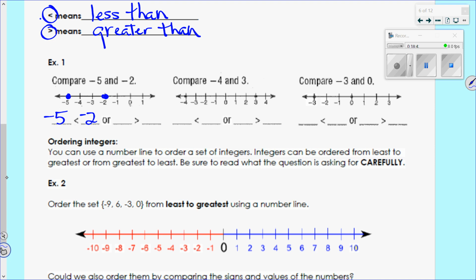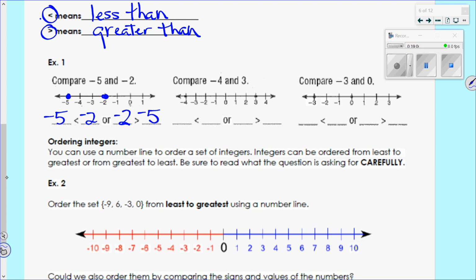But I can flip the sign around. Now what do I say? So? -2 is greater than -5. Are both of those correct? Yes. Even though the order is different, because the symbol between is different, those are both correct.